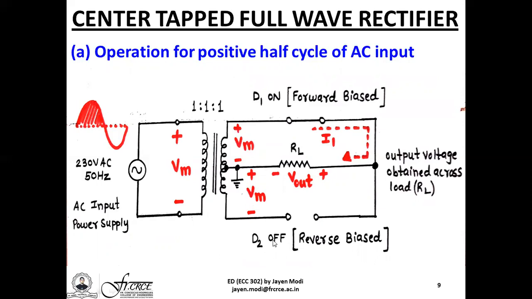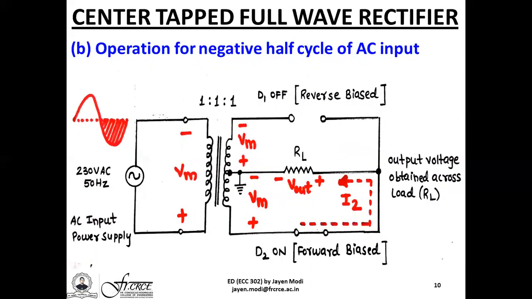So when diode D2 is off, reverse biased, it has to withstand a reverse bias voltage of twice Vm across it, which is definitely double the capacity of the AC input peak signal value. An exactly similar case is also seen for part B, operation during the negative half cycle of the AC input.